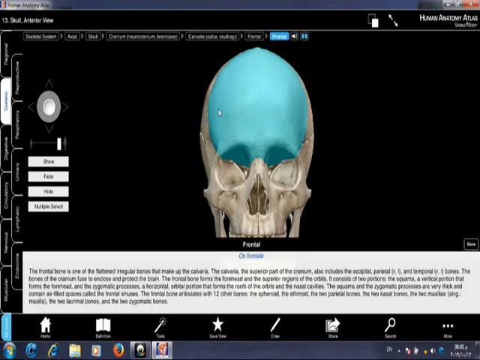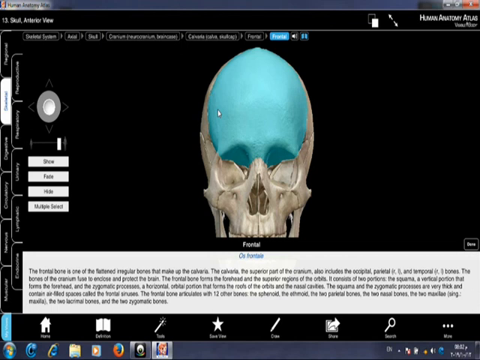The frontal bone is one of the flattened irregular bones that make up the calvaria. The calvaria, the superior part of the cranium, also includes the occipital, parietal, and temporal bones. The bones of the cranium enclose and protect the brain. I explained this in the previous video: which bones protect the brain, and which bones protect the brain and the face of the human body.